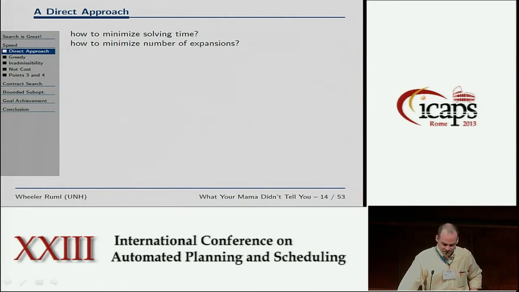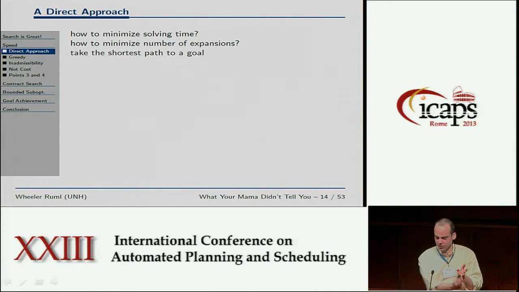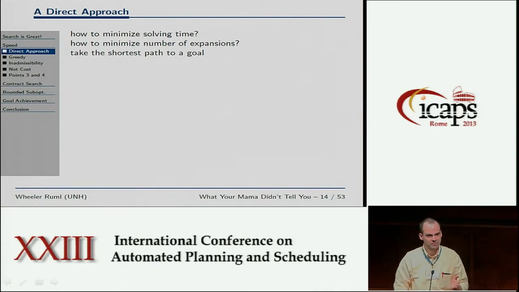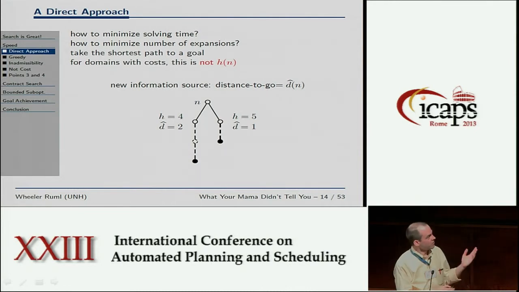So how are we going to minimize the number of node expansions? Well, one thing we could try to do is to go as quickly to a goal as possible. Just take the shortest path to a goal, right? Makes sense. Now, interestingly, this is not what most popular search algorithms do. Most popular search algorithms follow the heuristic, which, as we learned recently, is the cost to go. So if we're trying to get to the nearest goal, we should be trying to use an alternative information source, a new heuristic, which I call D.